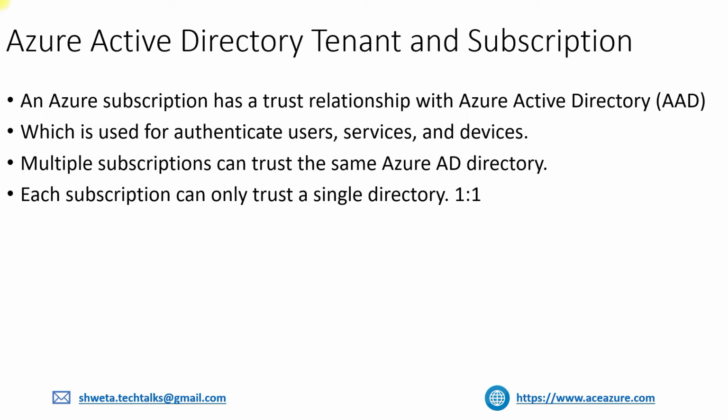Okay, but one important point to also remember is that at a given point of time, each subscription can only trust a single directory. Okay, so multiple subscriptions can trust the same directory, which is fine, but one subscription cannot trust multiple directories. There should be a 1:1 mapping between the subscription and a directory. You can always switch directories, but at a given point of time, there is a 1:1 mapping.